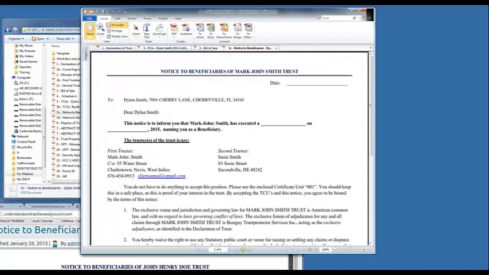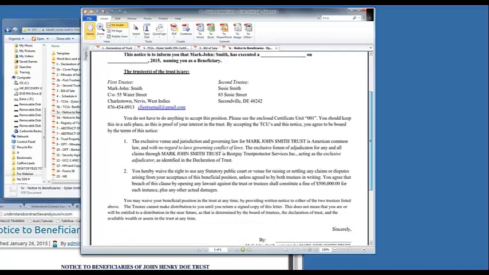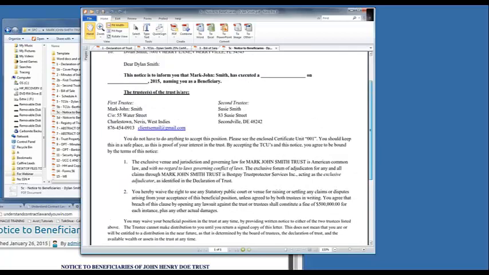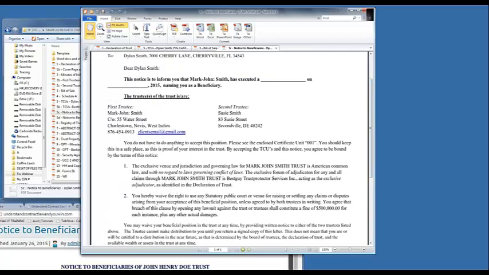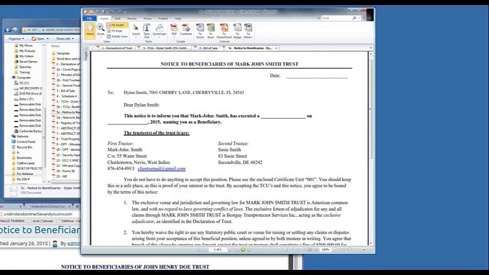I want to read the notice because this puts in perspective what you're doing here. Here the trustee of the trust says you do not have to do anything to accept this position. Let me backtrack. This is a letter to the beneficiary. You can have one or more beneficiaries.